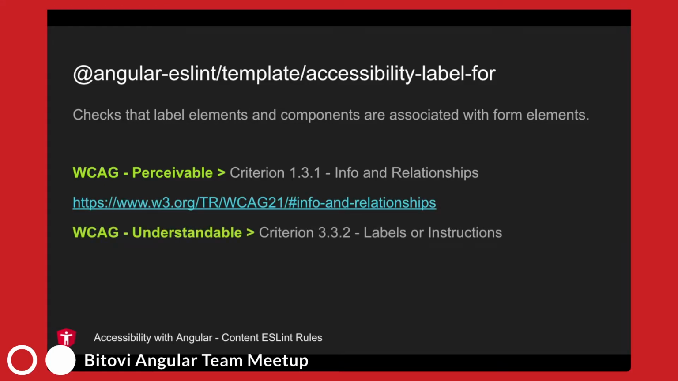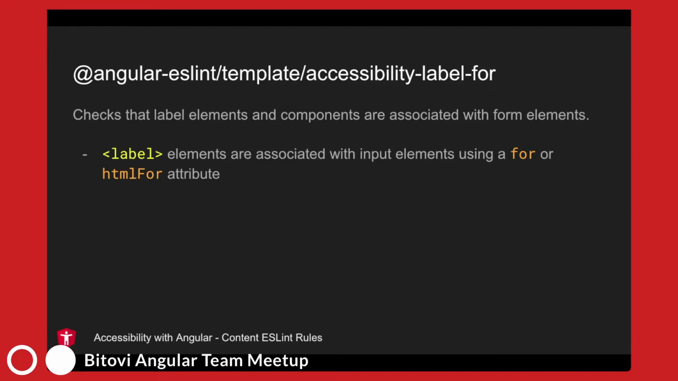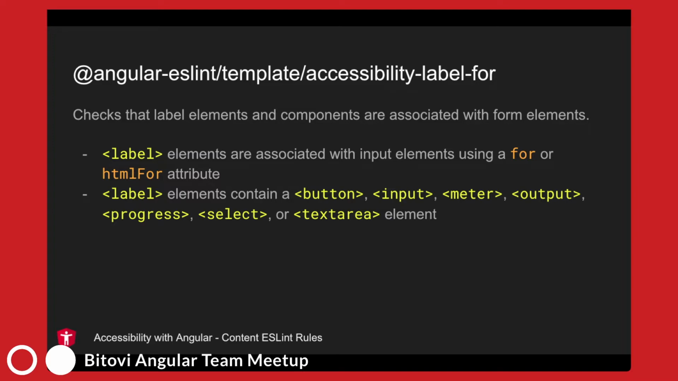And then we've also got 3.3.2, which says that labels or instructions are provided when content requires user input. The big goal with this is to make sure that you don't have label elements just sprinkled throughout your application that aren't connected to form fields. So there's two ways of connecting them. One is to make use of the for or HTMLFor attribute to point to an ID on an input element. The other is just to simply nest a valid form field within your label element.